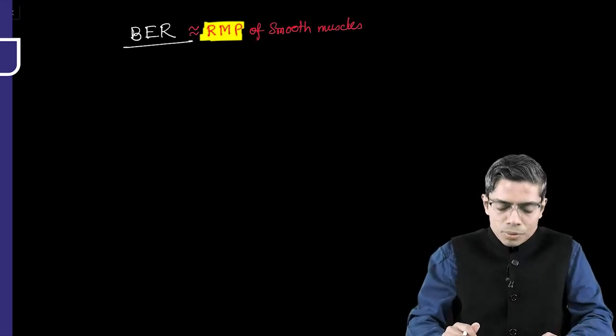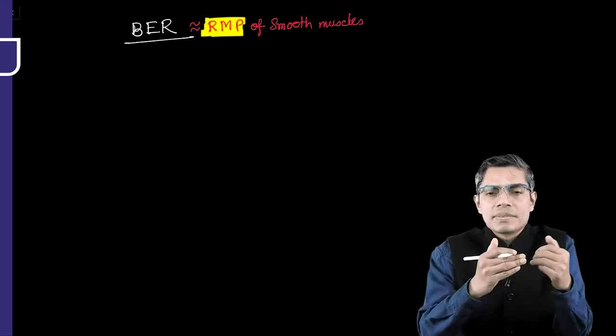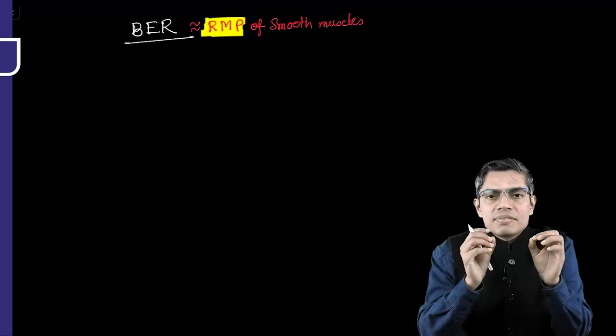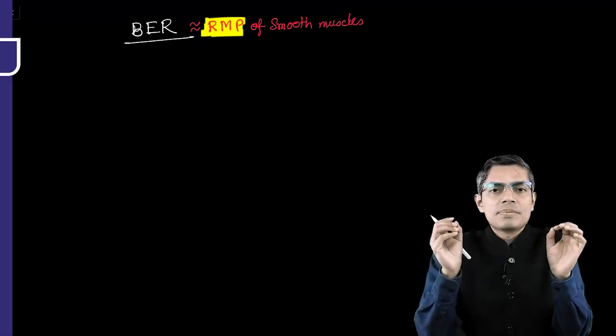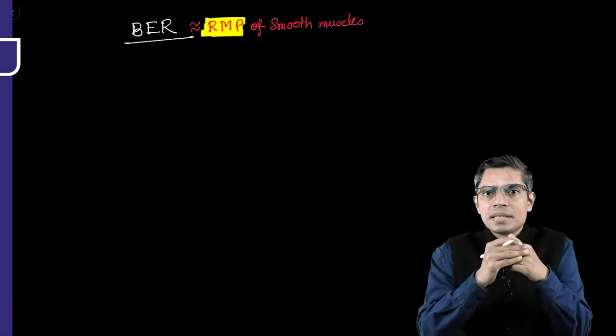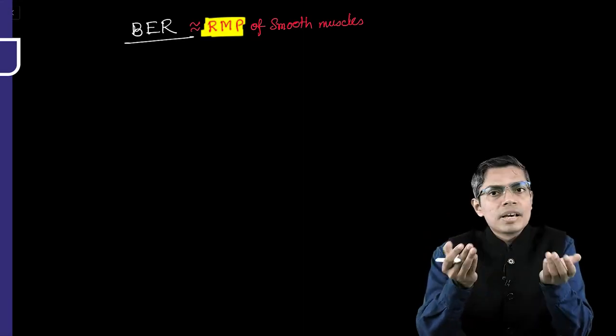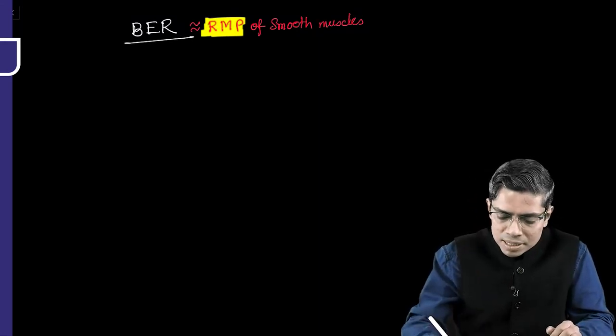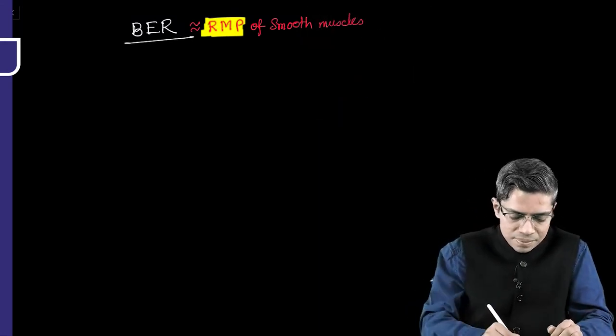Now, if you look at the RMP of other tissues, for example skeletal muscle or myocardium, it is a fixed membrane voltage, like for example skeletal muscle minus 90, neuron minus 70, myocardium minus 90. But GI smooth muscle RMP is a little different.